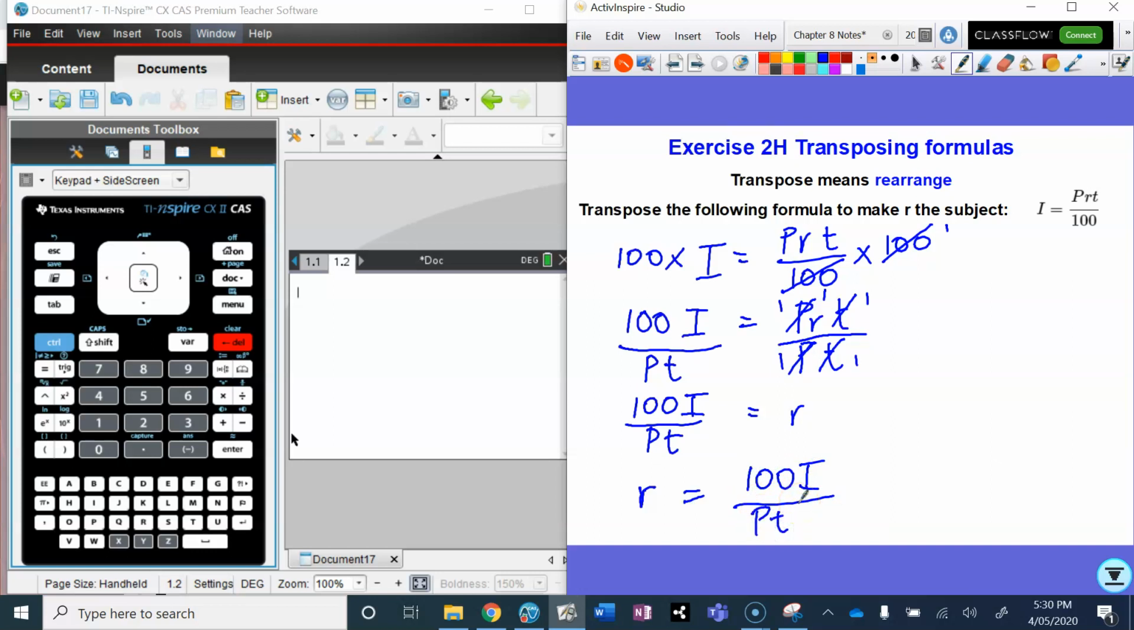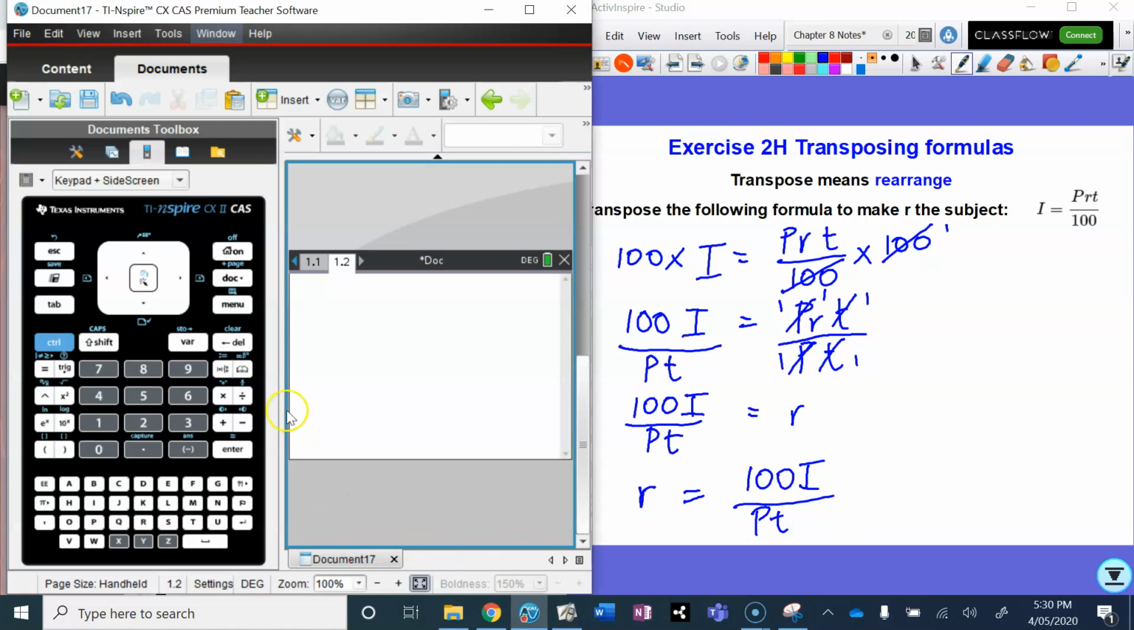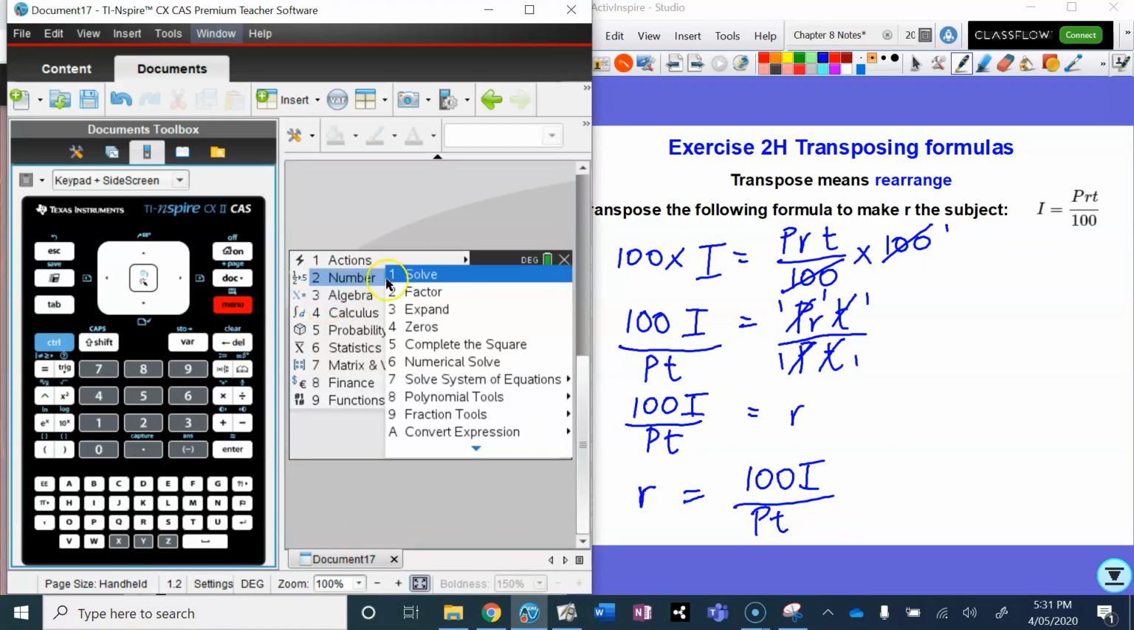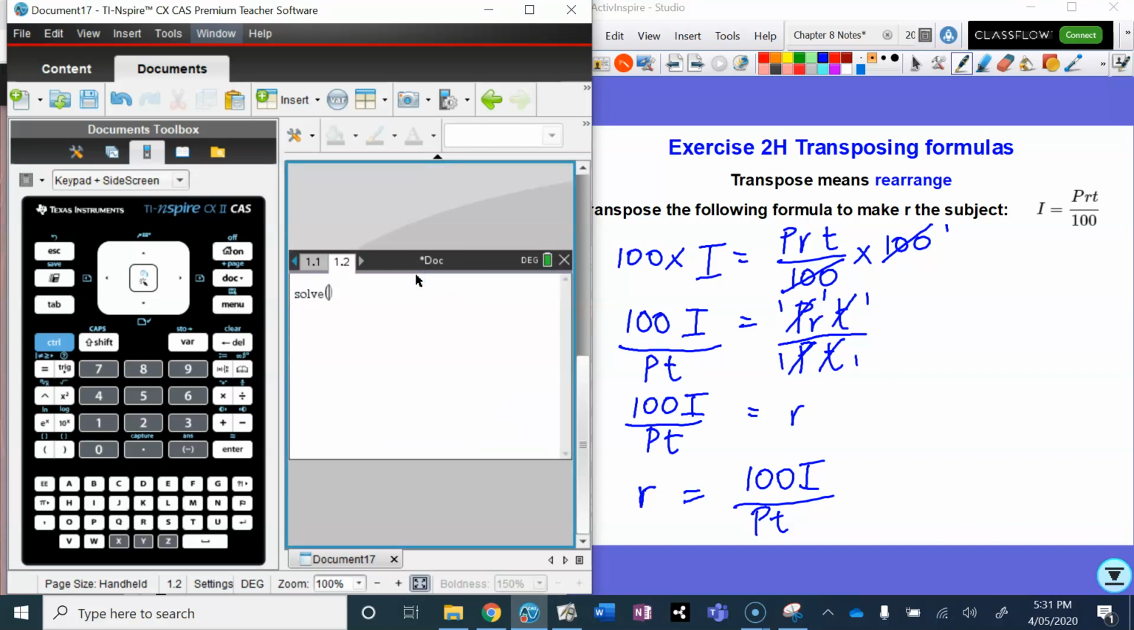So if we were trying to do that on the calculator, it's much quicker and simpler. So again, using our solve function that we use so often already, menu, algebra, solve, and I need to type in the equation as it appears in its original form. So I need to type in there I is equal to, use a fraction template, P times R times T on the top of the fraction. So P times R times T.